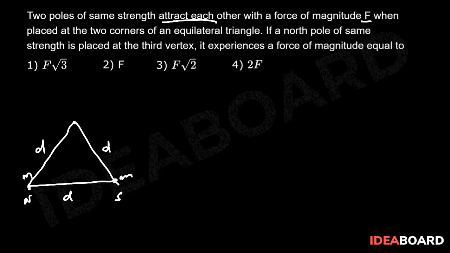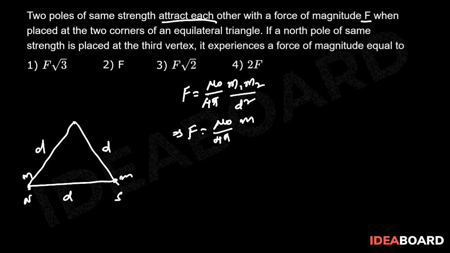We know that from Coulomb's law, the force between the two poles F is equal to mu naught by 4 pi, m1 m2 by d square. From this, F is equal to mu naught by 4 pi, m square by d square.